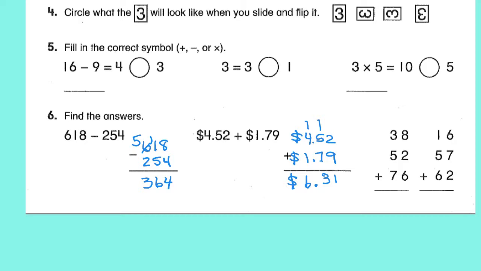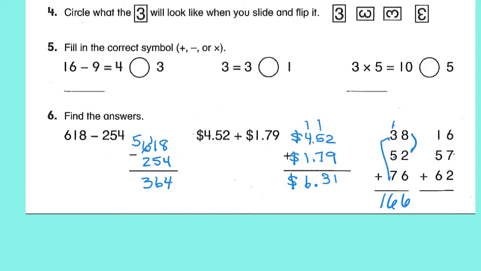2 more. 8 plus 2 is 10, and 10 plus 6 is 16. Carry that 1. Well, we have 7 and 3, that's a 10. 10 plus 5 is 15, plus 1 is 16. All right.